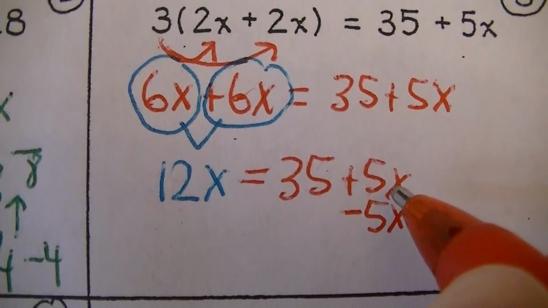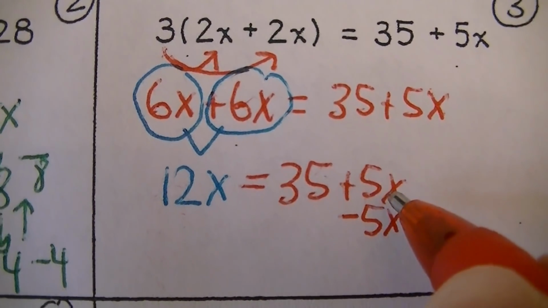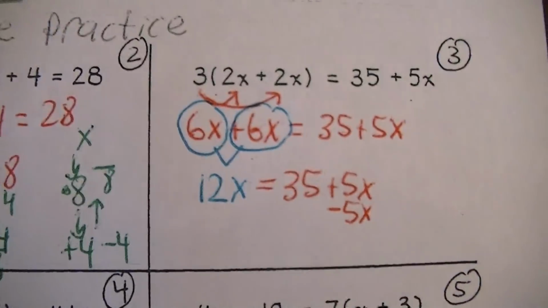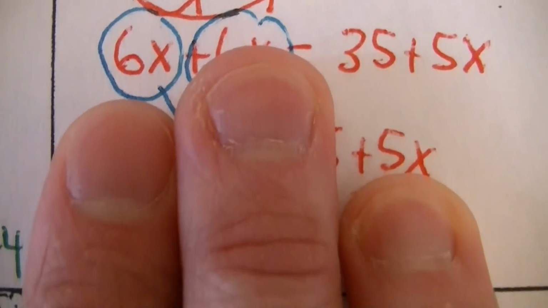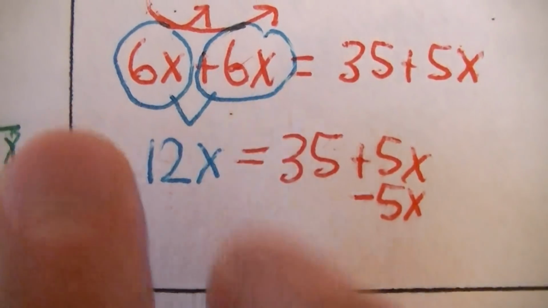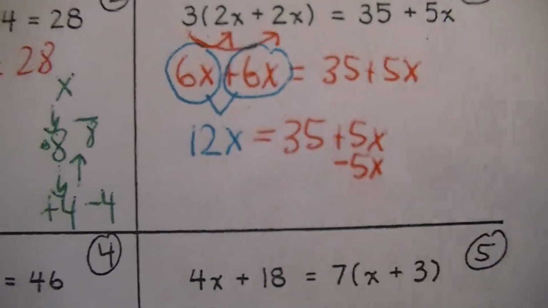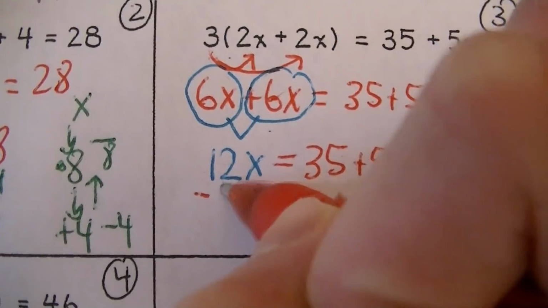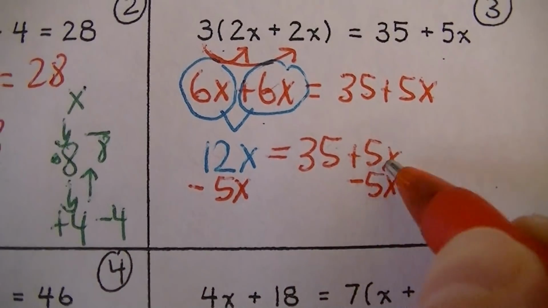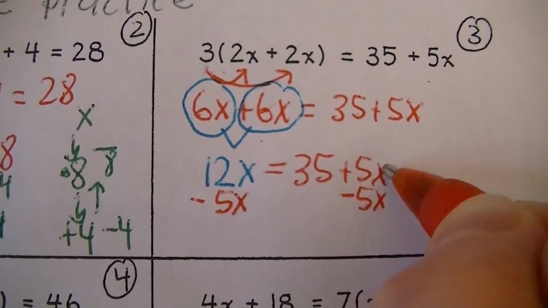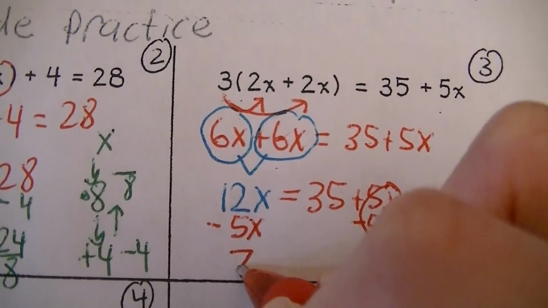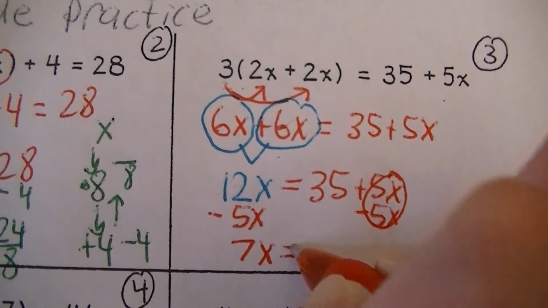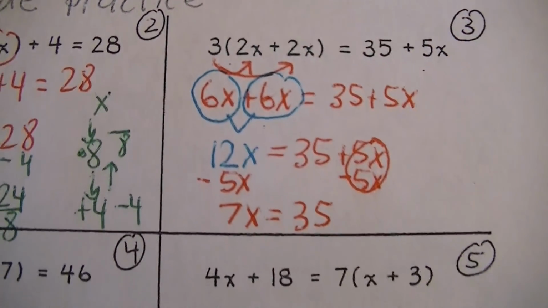So when you move them to the same side of the equal sign, please make sure you use inverse operations. Here's what I mean by that. See how it was a plus 5x? The inverse operation of a plus 5x is a minus 5x. And whatever you do to one side of the equal sign, you always need to do it to the other side of the equal sign. Okay? So 5x subtract 5x is 0. 12x subtract 5x is 7x. Bring down that equal sign and bring down that 35.